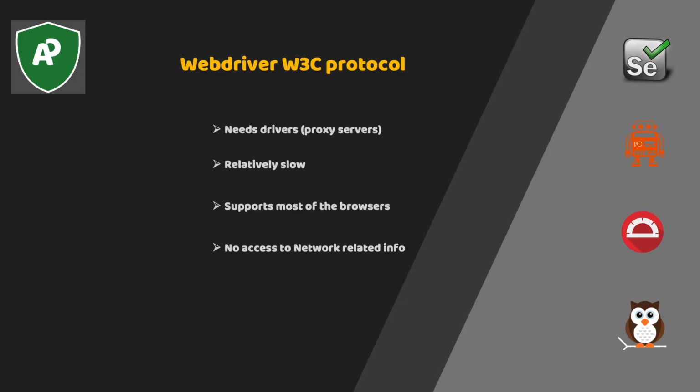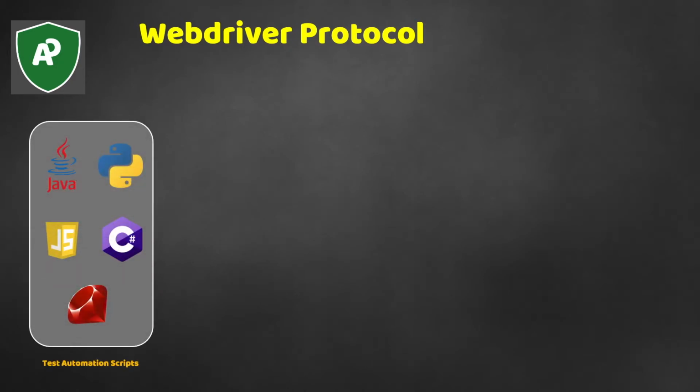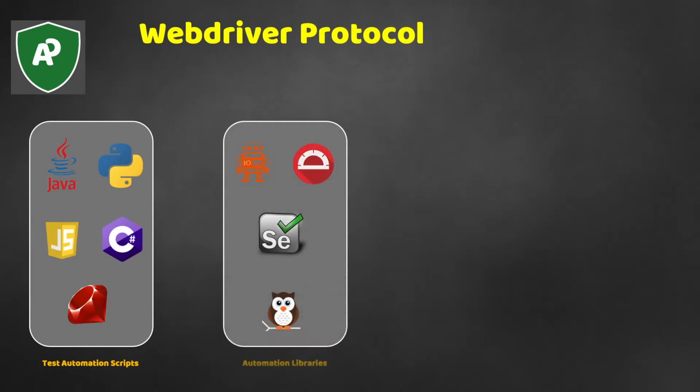Now let's see in detail how the WebDriver protocol behaves. As an automation tester, we write automation scripts in the language of our choice. It could be Java, Python, JavaScript, C# or Ruby. You can write automation scripts in any programming language that has automation libraries. So the next step is to have an automation library. As I explained earlier, for the WebDriver protocol we have WebdriverIO, Protractor, Selenium or Nightwatch.